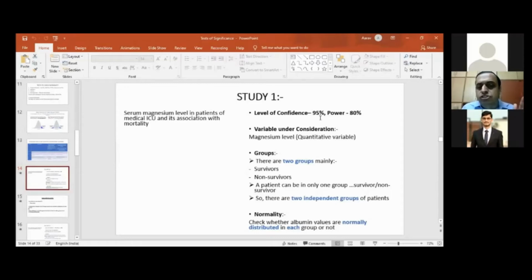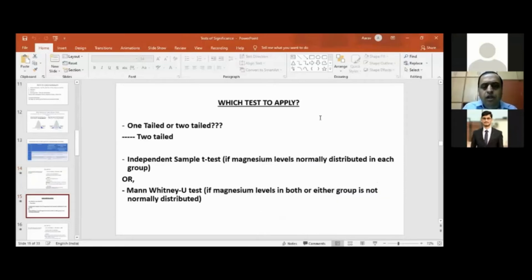So we need to check the normality. Once we are checking the normality, we have to check it in both the groups: magnesium in the survivor group, magnesium in the non-survivor group. And whether it is normal or non-normal will decide the type of test of significance.